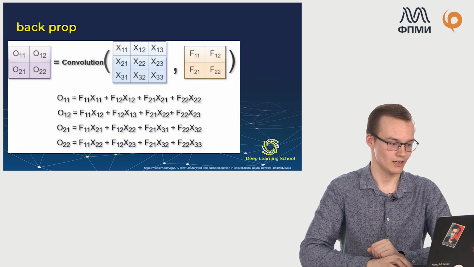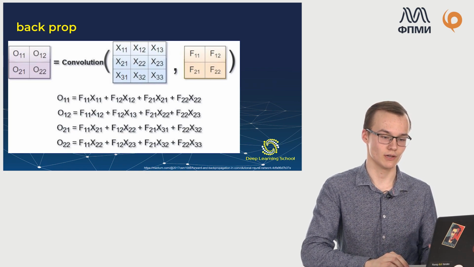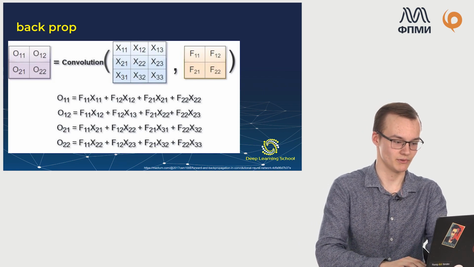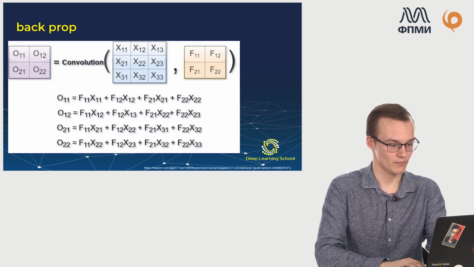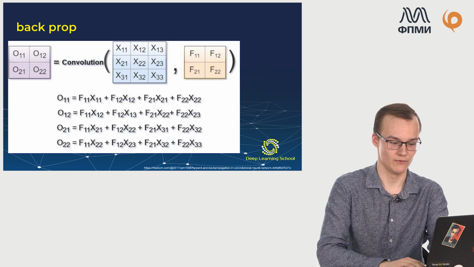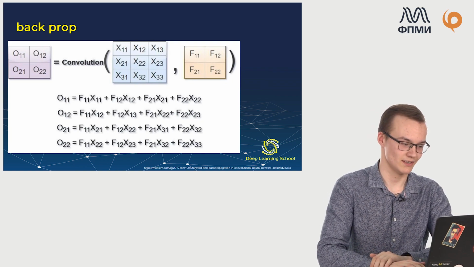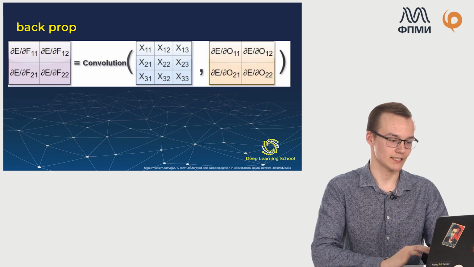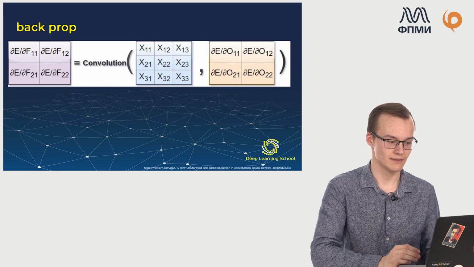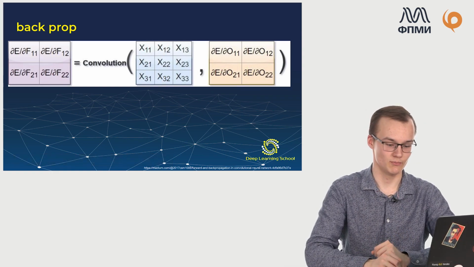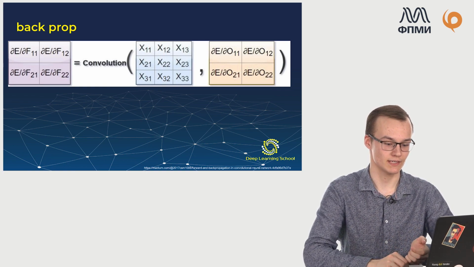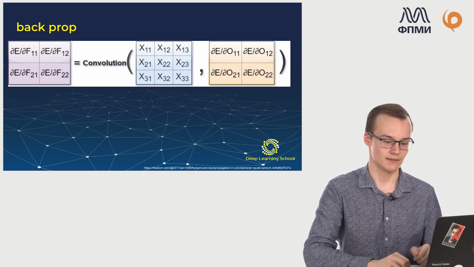This illustration shows how to calculate gradients after convolution. For example, let's imagine we have an image consisting of X's, a filter consisting of these F's, and the output consisting of these O's. To calculate gradients, we must simply do another convolution, and that's it. This thing is not really important because we use PyTorch and we won't have to calculate gradients ourselves. But it's nice to know.